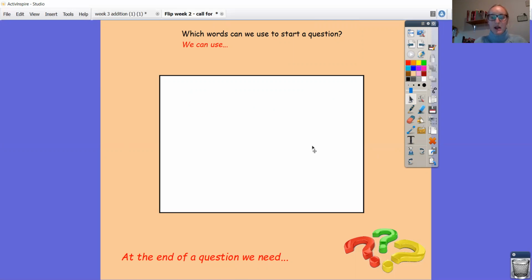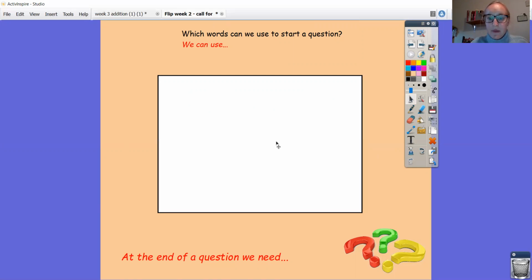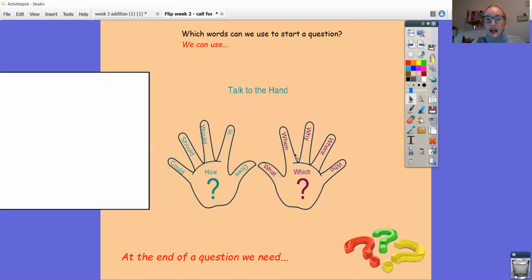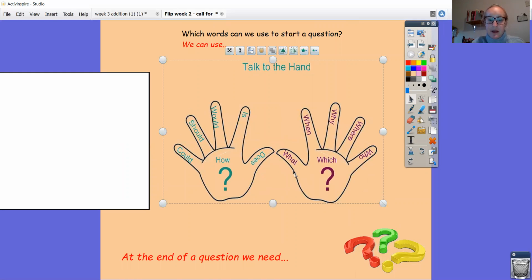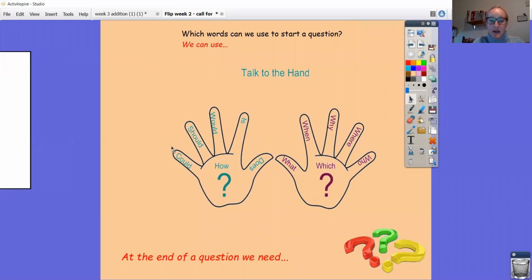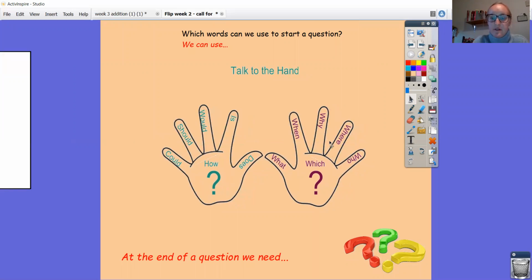Okay, that might have been a bit tricky for some of you because we haven't done questions this year yet in Year 1. So I've got a lovely hand to show you that has all the question words on. Just make it a little bit bigger so you can see it. On each of these fingers and this thumb, and on this hand as well, we've got some question words which you can use to start your questions.